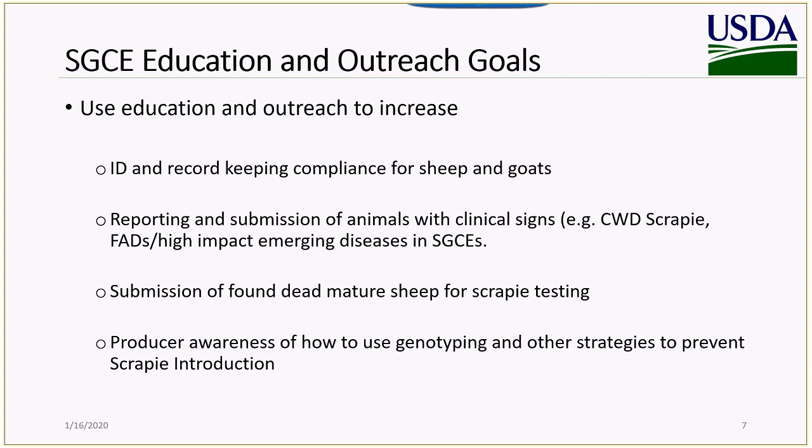Okay, the next topic is the sheep and goat, cervid and equine education and outreach goals. We'd like you to use education and outreach to increase the ID and record keeping compliance for sheep and goats, for reporting and submission of animals with clinical signs of, for example, CWD, scrapie, FADs, or high impact emerging diseases in sheep, goats, cervids, and equines. Submission of found dead mature sheep for scrapie testing, provide education on that, and producer awareness of how to use genotyping and other strategies to prevent scrapie introduction.